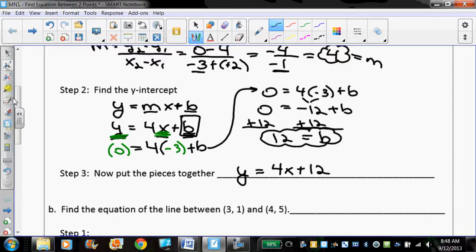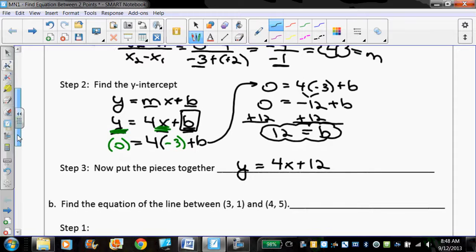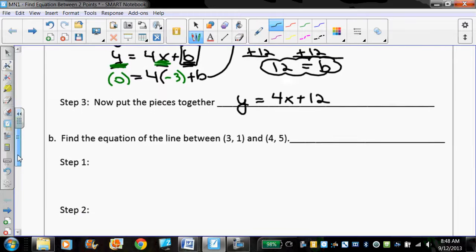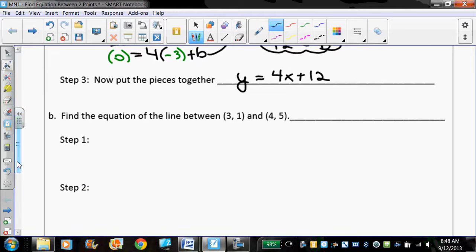Now, this again is a review, but you might be extremely rusty or last year may have had trouble with this concept. So let's do it again here in letter B. It says find the equation of the line between those 2 points. The nice thing is they're positive points, so I like that. So step 1 is to find the slope.